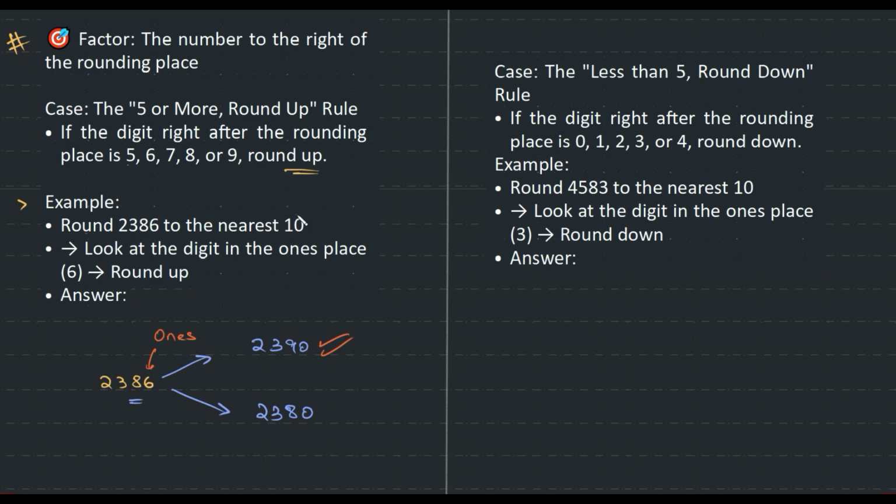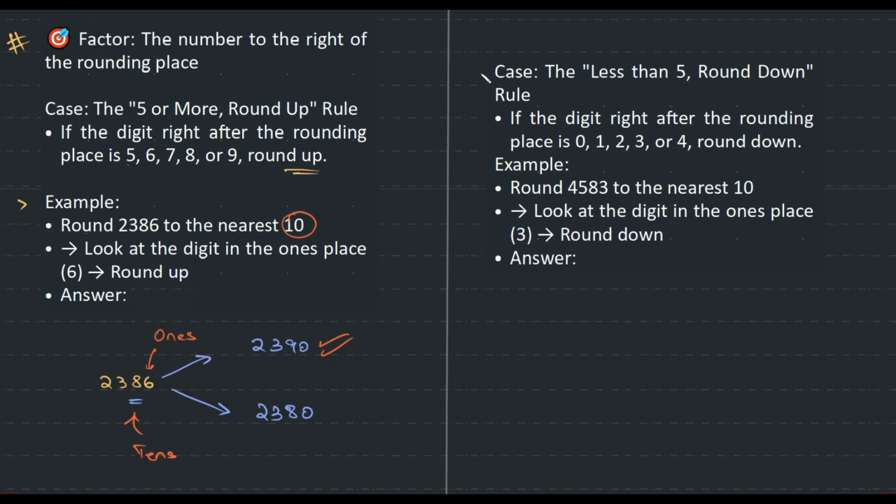Again, I'll repeat. You need to look at the language. Round this particular number to the nearest 10. So go to the tens place. Right? Before the tens place, what will come? Ones place. In the ones place, you have a number. Any one of these numbers, you will round it up. As simple as that. Round up what? Round up your tens place.